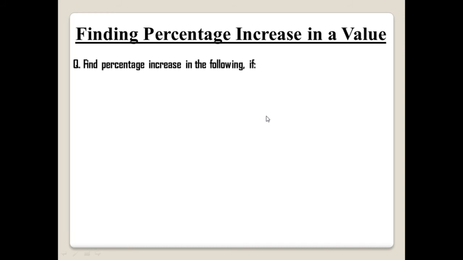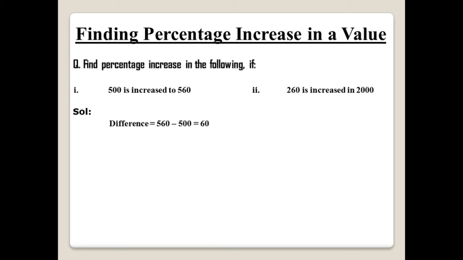Now coming to the questions regarding percentage increase. The question is 500 is increased to 560 and 260 is increased in 2000. For the solution of the first question, the original value is 500 and the new value is 560, so the difference is 60, and the percentage increase is 60 over 500 multiplied by 100%. Cancellation of zeros of 100 and 500, then 5 ones are 5 and 5 12s are 60. 12 multiplied by 1 is equal to 12%.